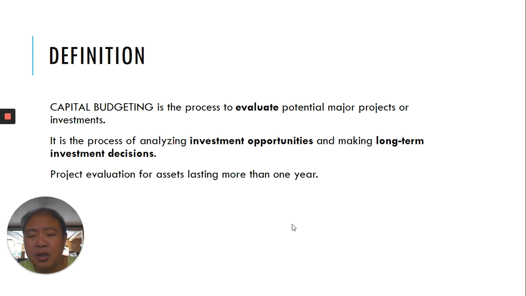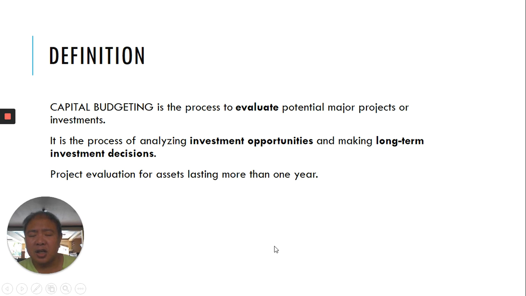It is the process of analyzing investment opportunities and making long-term investment decisions. So the second definition is that it is a process of analyzing. Again, you're given one or two or three proposals, then you are trying to analyze which one is better than the others, and how the company can benefit from it. It's an asset evaluation, project evaluation for assets lasting more than 1 year. So we're talking of an asset that is not only for 1 year or less, but assets or projects that will be used by the company for a period of more than 1 year.